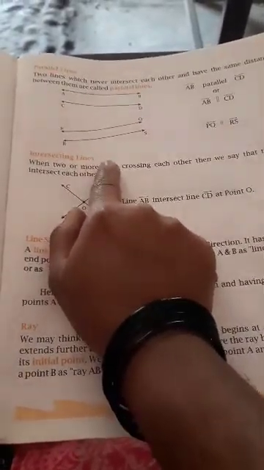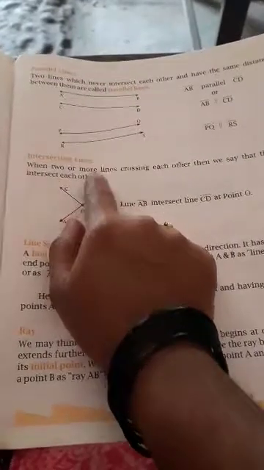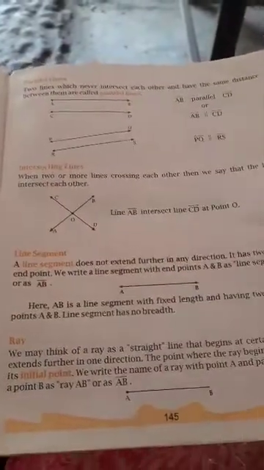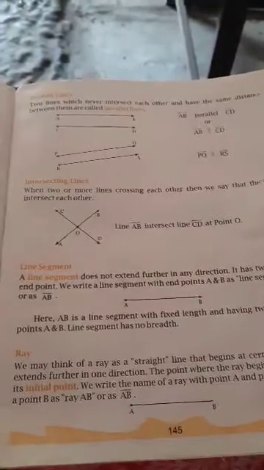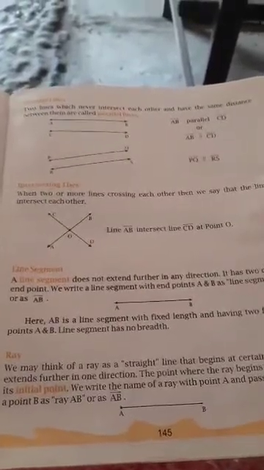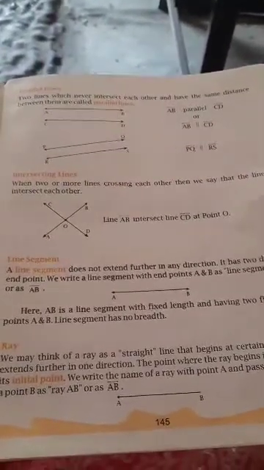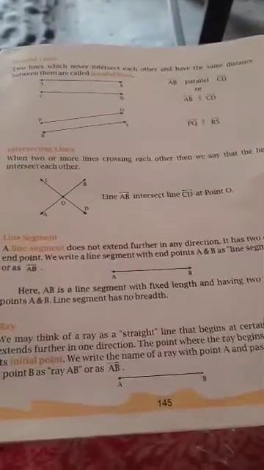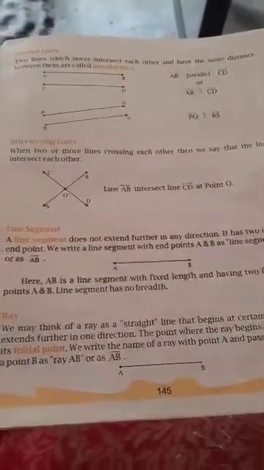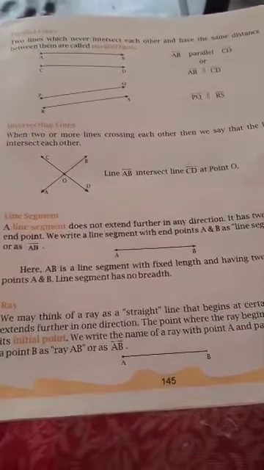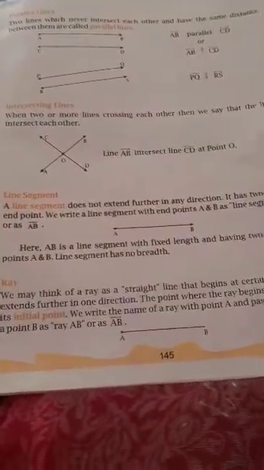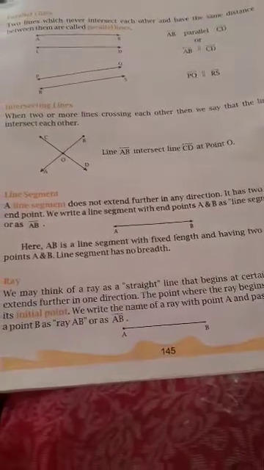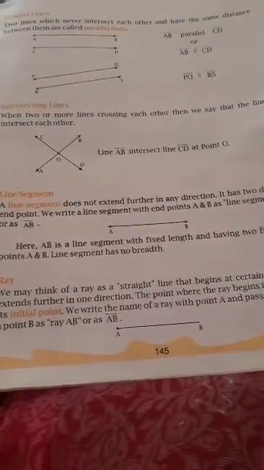Next we have given two more lines, PQ and RS. These two lines do not intersect and are at the same distance. Then we say that line PQ is parallel to line RS.